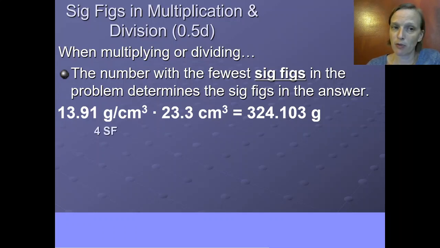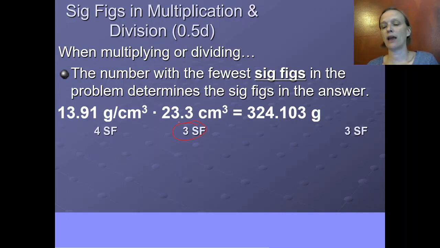The first number in the problem has 4 significant figures. All of those digits are significant. The second number in the problem has 3 significant figures. Again, all those digits are significant. Because I have 4 significant figures and 3 significant figures, my answer is going to be limited by this number.